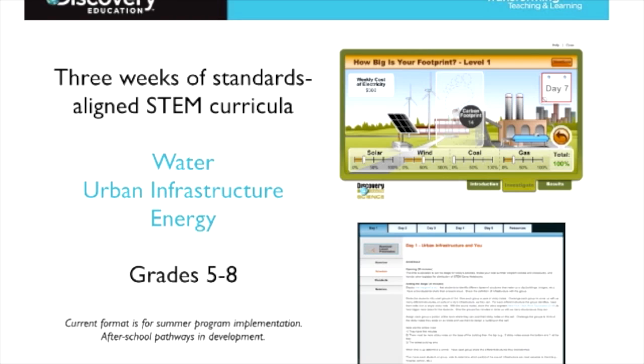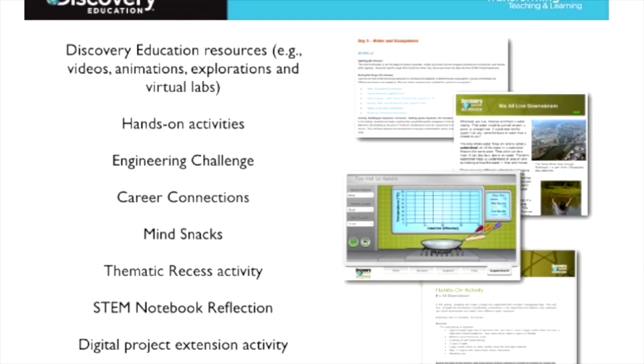you're going to find standards-aligned STEM curriculum for 3 weeks around water, urban infrastructure, and energy. So three different units that are really meant for 5th through 8th grades and can walk you through how to create some sort of a STEM camp, perhaps this summer even, if you're looking to do so. And the way we do that is by pulling in all of these three resources. So hands-on activities, engineering challenges, reflections using a STEM notebook, digital project extensions, and more.